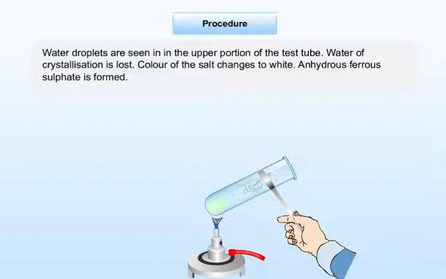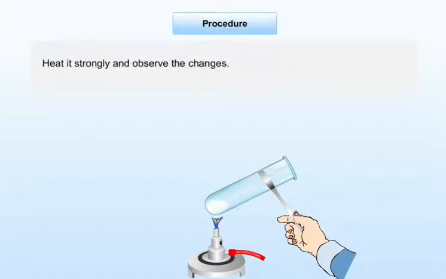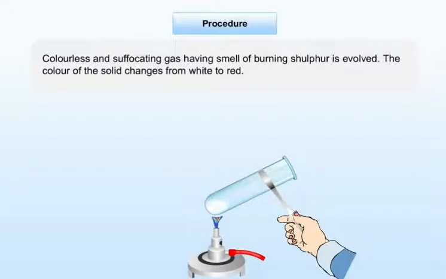The color of the salt changes to white. Anhydrous ferrous sulfate is formed. Heat it strongly and observe the changes. A colorless and suffocating gas having the smell of burning sulfur is evolved. The color of the solid changes from white to red.